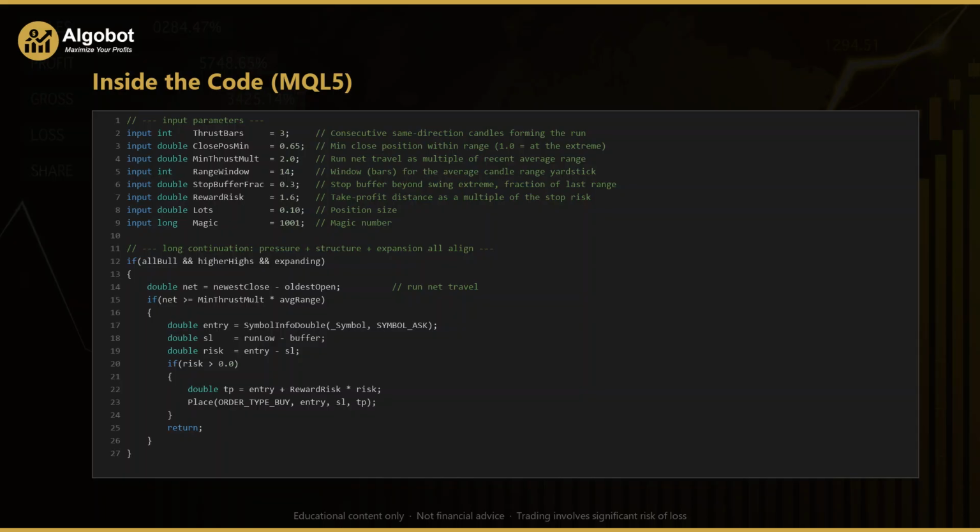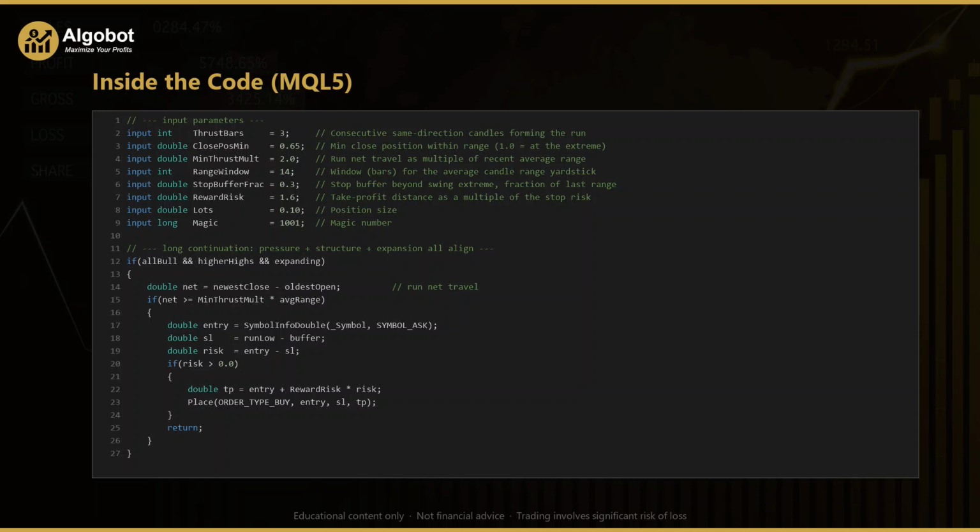MinThrust multiple sets how large the run's net travel must be compared with the average range, so a higher number filters for more decisive moves. Range window is the number of candles used to compute that average range yardstick. Stop buffer frac adds a cushion beyond the swing extreme for the stop, expressed as a fraction of the last candle's range. RewardRisk sets the take-profit distance as a multiple of the stop risk, and lot sets the fixed position size. Now the signal logic.